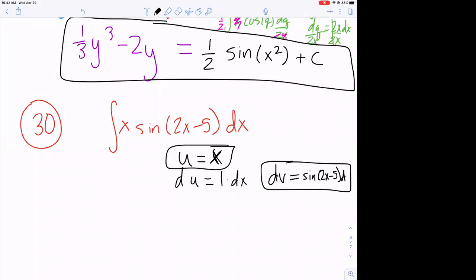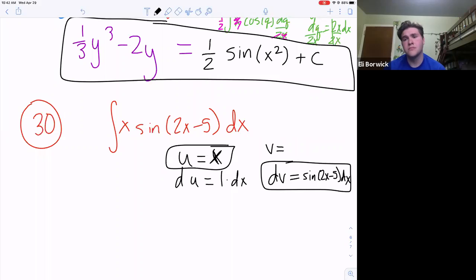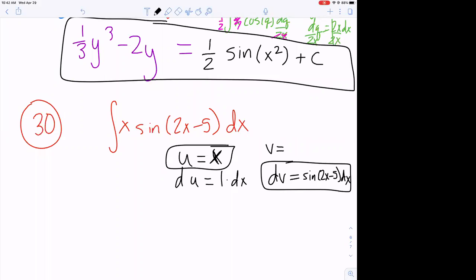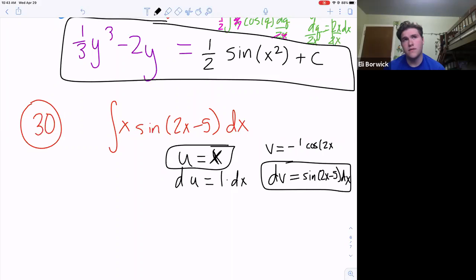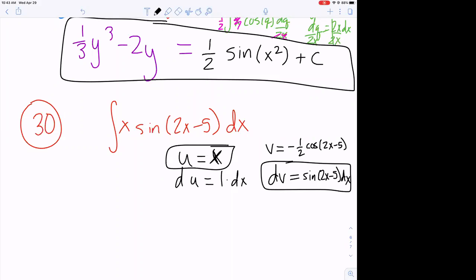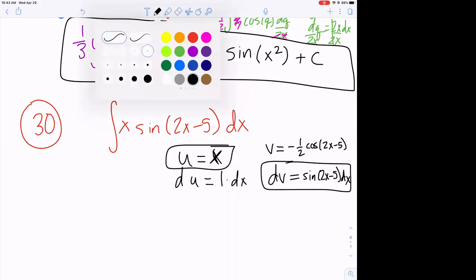What do you guys think? Can we go backwards from sine 2x minus 5? Yeah, what's backwards from that? Negative cosine 2x minus 5 times 1/2. A half, good. So that's gross, but I think we got it.